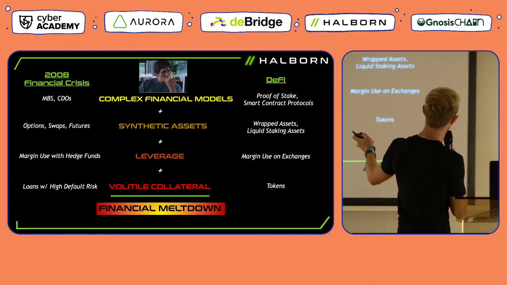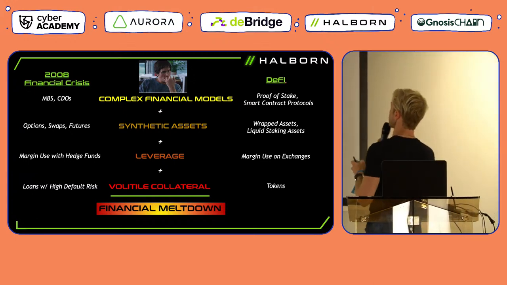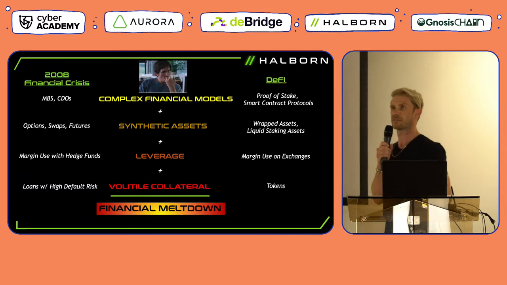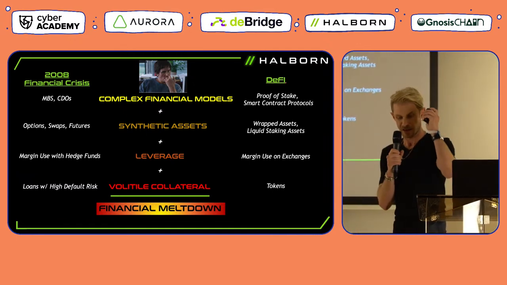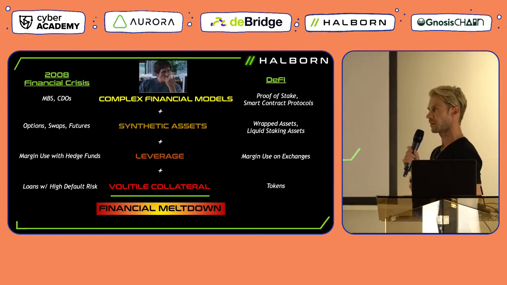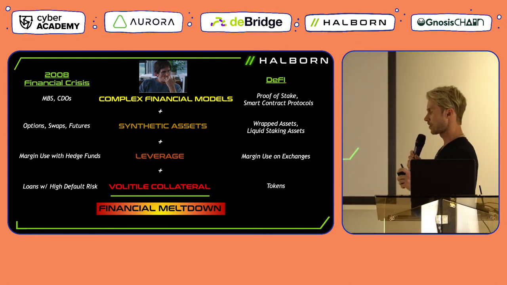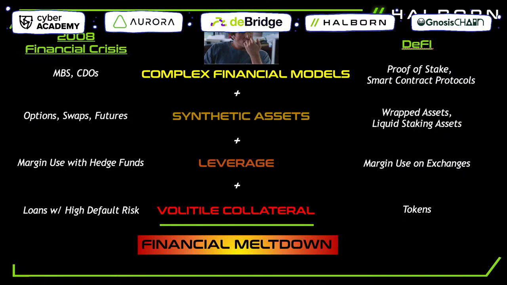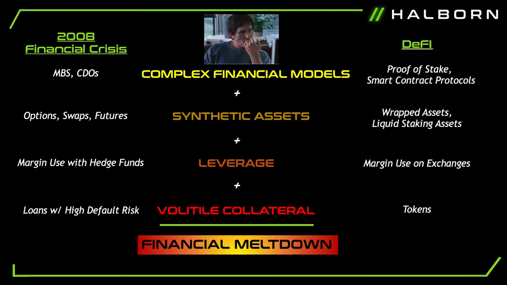So when you compare that to DeFi: complex financial models. I hear a lot that complexity is the enemy of security. That's the truth. It can be an amazing architecture. I like complexity. It's a beautiful thing when it's controlled chaos. But complexity is the enemy of security. Synthetic assets, wrapped assets, liquid staking assets we're talking about. Leverage, so margin use on exchanges, can be considered leverage. We all do it, I do it too, so guilty. And then volatile collateral.